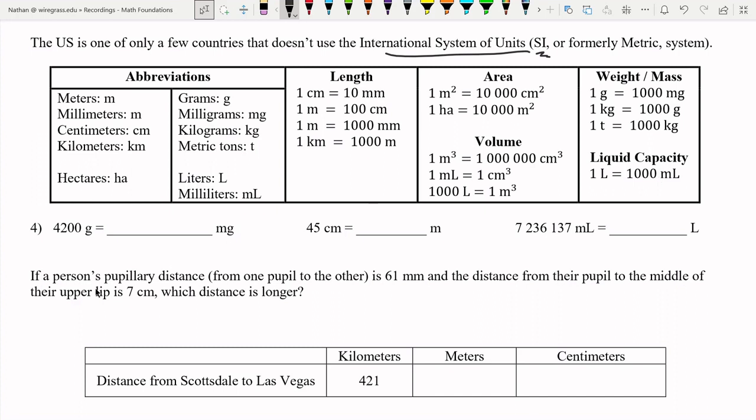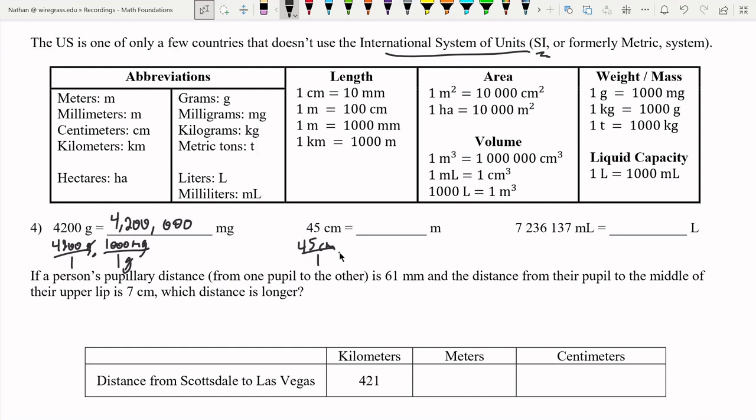We're going to convert 4,200 grams, so 4,200 grams over 1. Grams is a mass measurement, and 1 gram equals 1,000 milligrams. In other words, I'm just taking 4,200 times 1,000. Grams cancel, and so I get 4,200,000 milligrams.